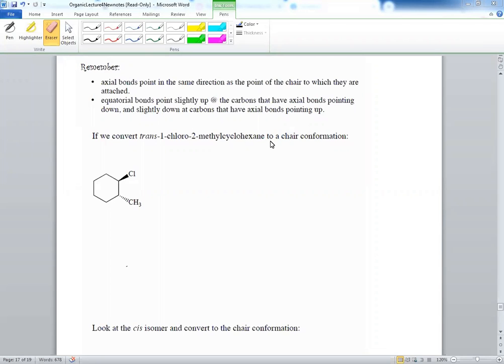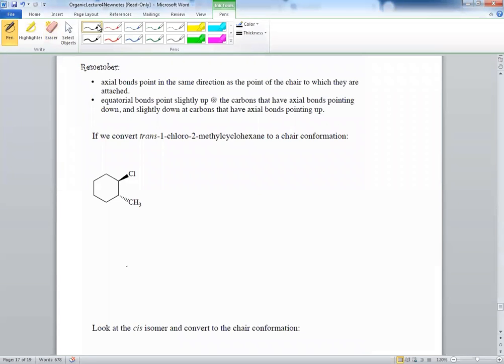If you look at this cyclohexane ring, it's in the plane of the paper. And chlorine is coming out towards you. And methyl is going away from you. We agreed on that on the last page.